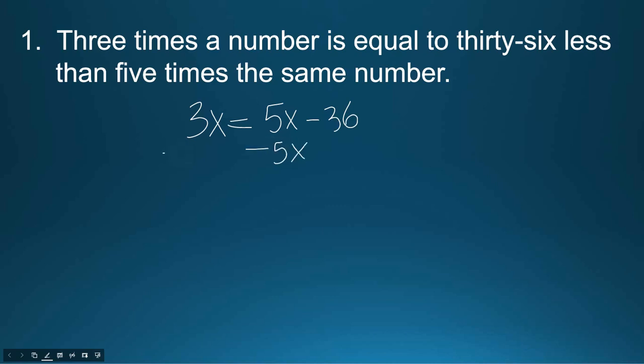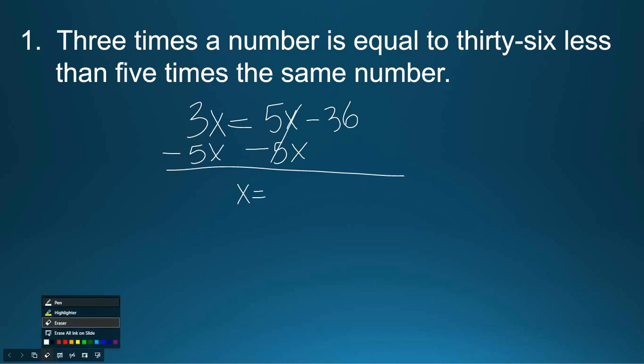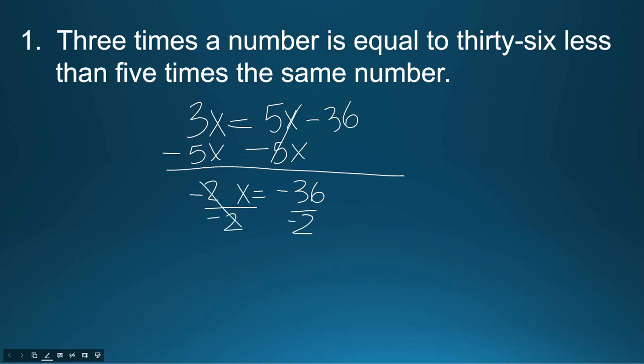Now we want to balance, so I'm going to take from the side that has more terms. So 3x equals, oh no, not 3x, Mrs. Kiesler. Negative 2x, rather, equals negative 36. Divide by negative 2. And remember, a negative divided by a negative is a positive, so our answer is positive 18.